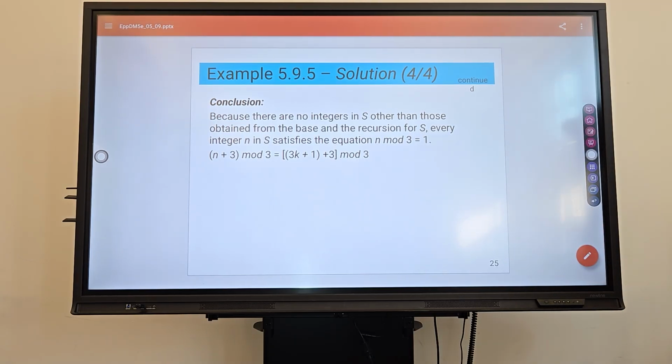Conclusion. Because there are no integers in S other than those obtained from the base and the recursion for S, every integer n in S satisfies the equation n mod 3 equals 1.